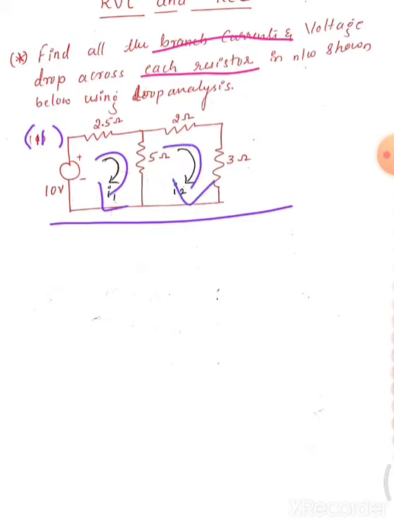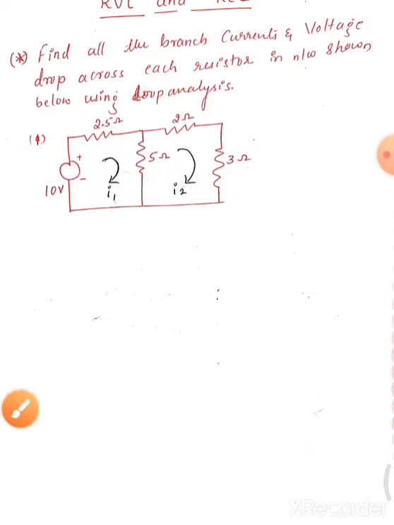Remember, be careful about the directions you take. However you have taken them, you have to follow the same direction until the numerical completes. So now we have chosen a clockwise direction. Let's solve this. Apply KVL for both the loops individually: apply KVL for the first loop and apply KVL for the second loop.